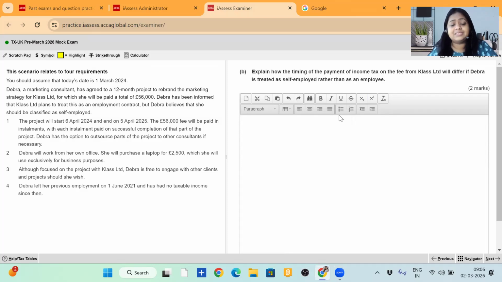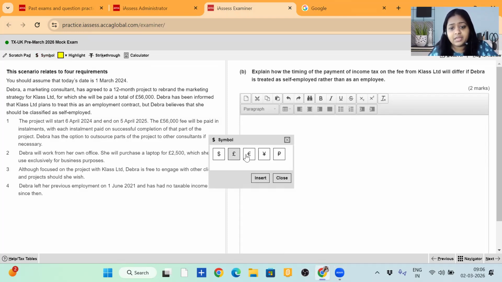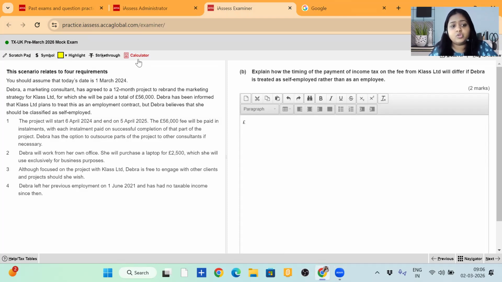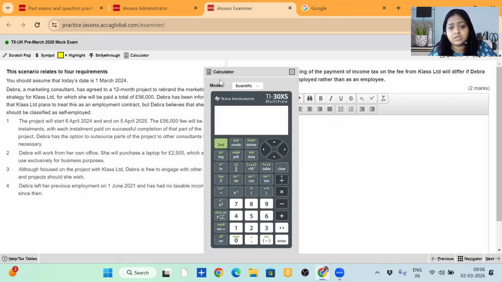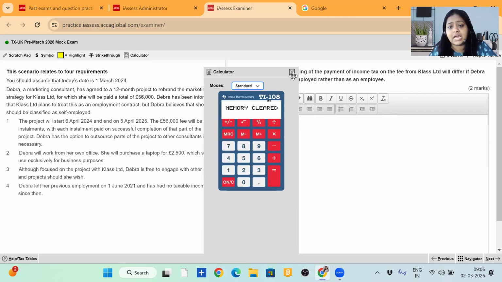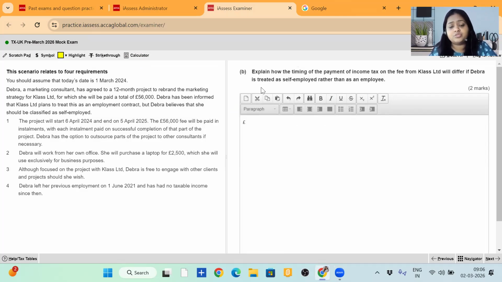Now, just one point, guys. If you want to insert the pound symbol or any symbol, you have to take it from here, insert this, and it gets inserted. You will get the same screen in your exam also, which you can use. If you want to use the on-screen calculator, you can use it here also. You can change the mode and make it standard. I prefer you use your own calculator, and for section C, no calculators, except when you're writing in the Word file. Okay, let's go to the next one.